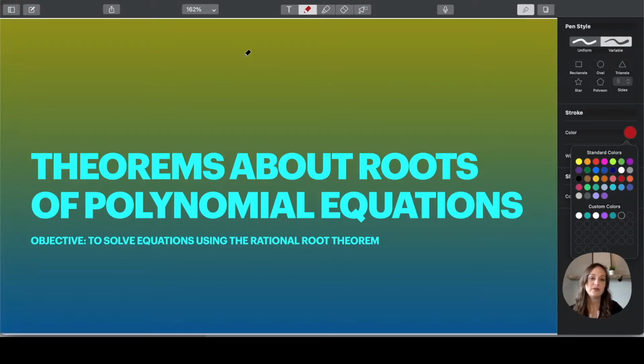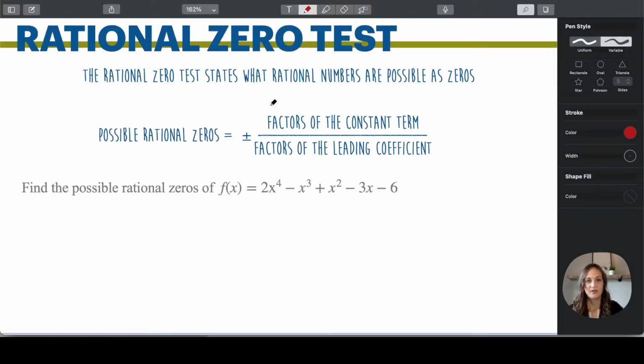In this video, I'm going to be showing you how to solve polynomial equations using the rational root theorem. The rational zero test basically tells you that there is a way for you to figure out what are all the possible zeros that a polynomial could have. It's not saying that they're all going to be the zeros, but the zeros will have to come from this list.